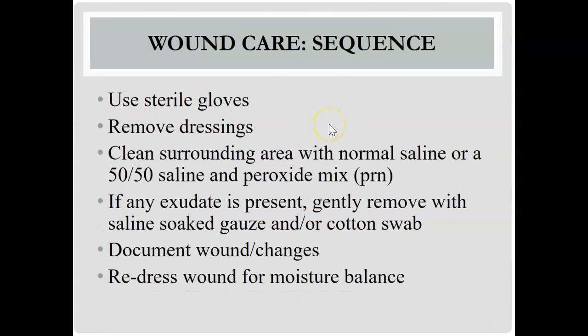This is the sequence. Typically, a wound comes into the clinic. What do you do? How do you break it down? Obviously, sterile gloves. Take off the dressing. Clean the area with saline, a 50-50 saline and peroxide mix. If there's an exudate present, remove that. Saline soaked gauze or cotton swab. Document everything. Redress it for moisture balance.